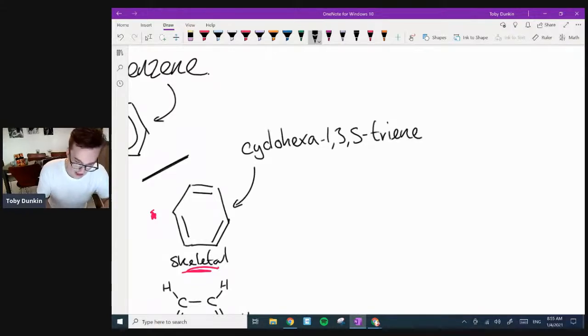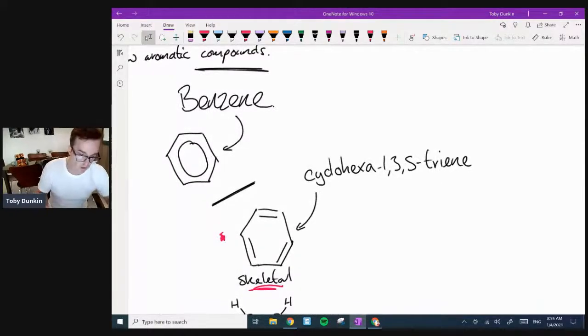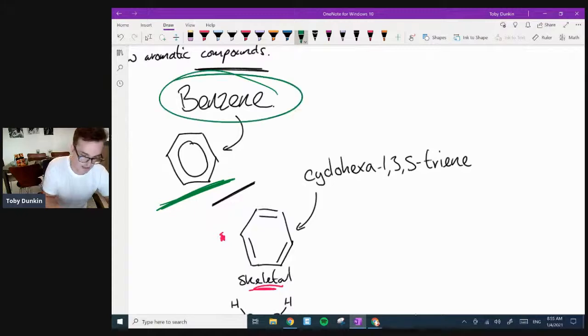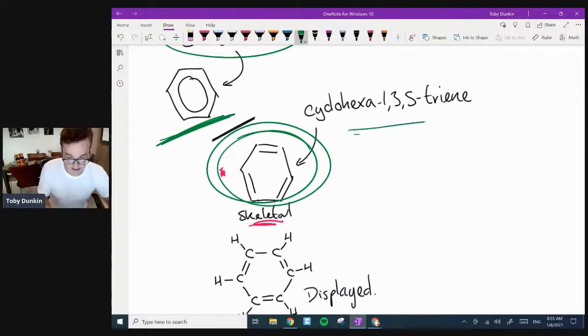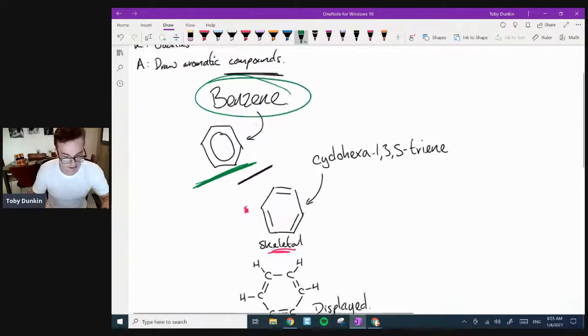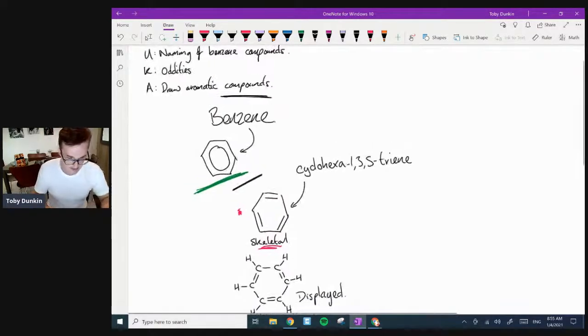There you go. And the reason why it's an A and not an E is because you don't have 2 E's next to each other. Cyclohexa 1, 3, 5 triene. That is what I have drawn there. They are not the same thing. If you are asked to name this guy, then the answer is benzene. If you're asked to name this guy, then it's cyclohexa 1, 3, 5 triene. That is the proper IUPAC name for benzene. And those diagrams are very different. Be aware of this.